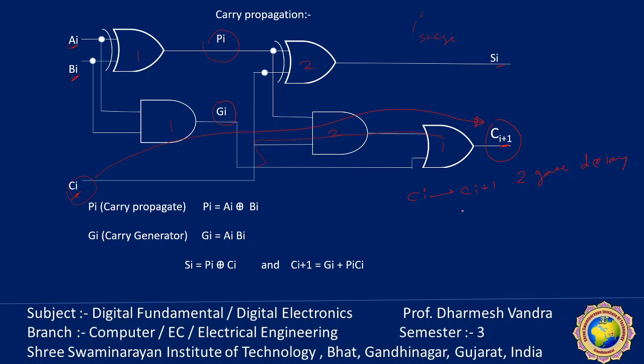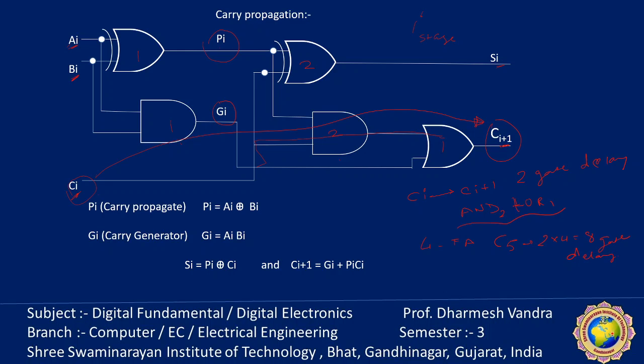Which ones? AND gate number 2 plus OR gate number 1. This two gate delay is to generate the CI plus 1 from the CI. If there are four full adders, as discussed, the output carry C5 has 2 into 4, 8 gate delay.